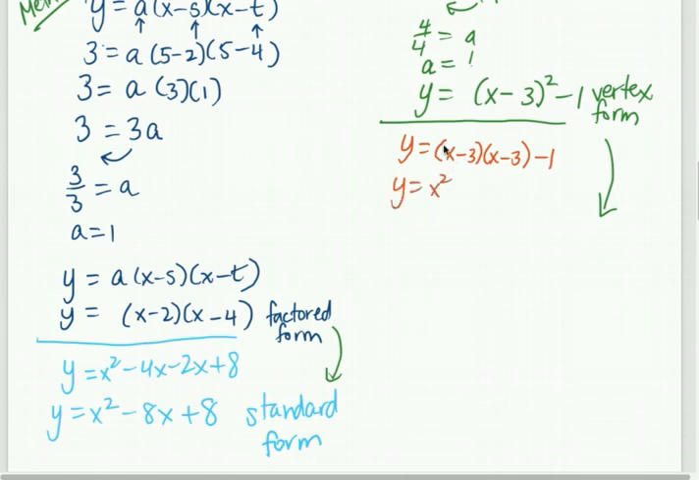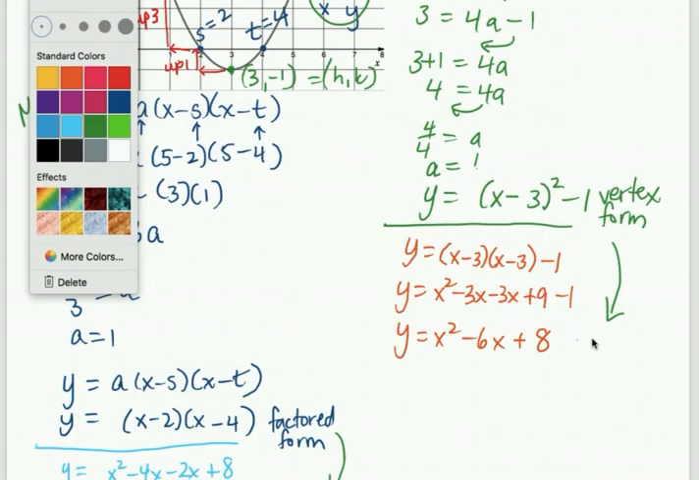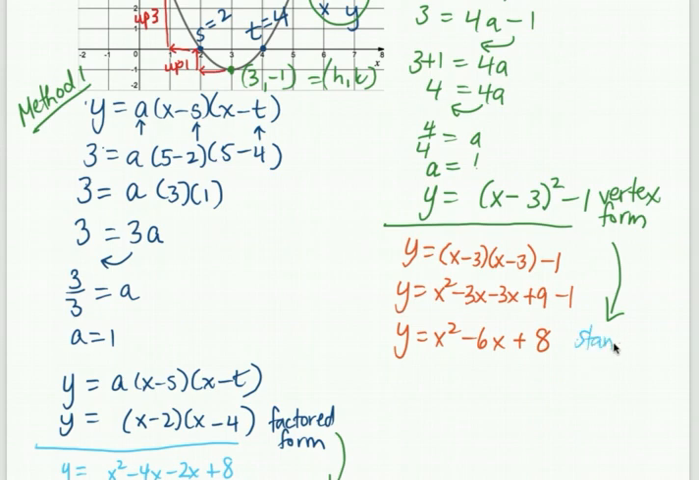Okay, so FOIL it out: first, outer, inner, last. Or you can use area model, okay? All right, so those two are like terms, 6, and those two are like terms, that's 8. Okay, so now you've got another standard form here of the same graph, but we just went through a different method from what we did here, okay?